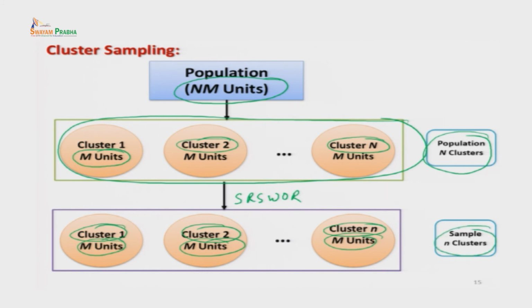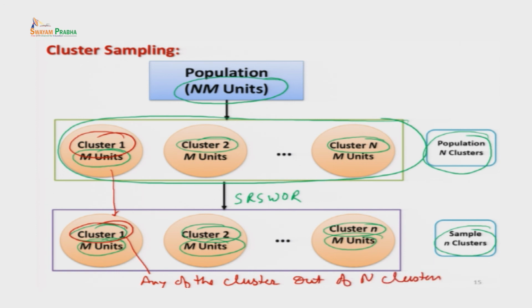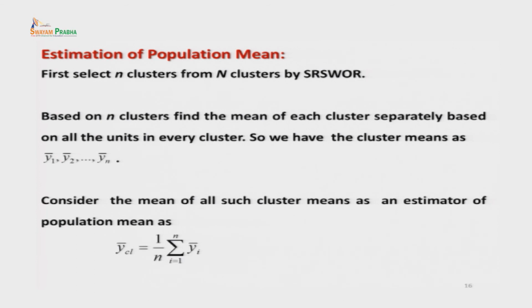And remember one thing: I am using the same notation here, this is cluster 1 and this is also cluster 1, but it does not mean that this cluster is the one appearing here. This cluster 1 can be any of the clusters out of the capital N clusters. You have to remember this. This is the same thing we discussed earlier, something like if my population units are Y1, Y2, up to capital YN, and we draw a sample y1, y2, up to yn.